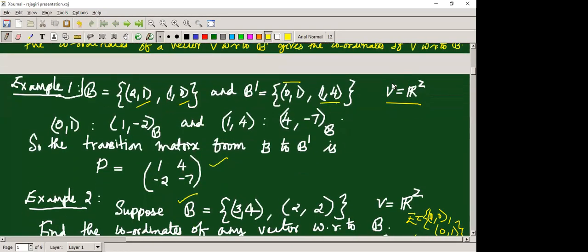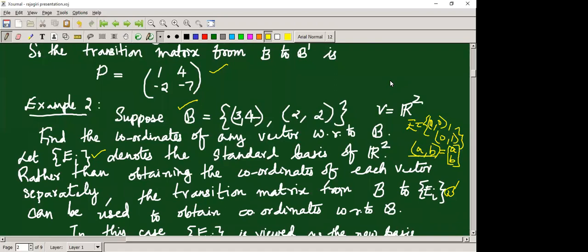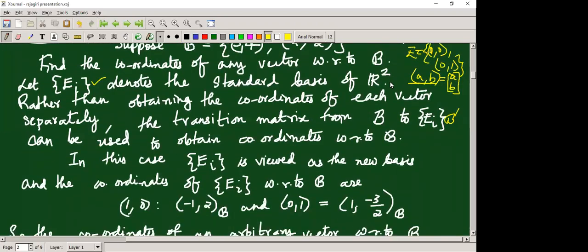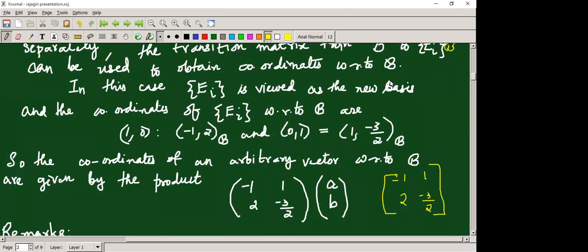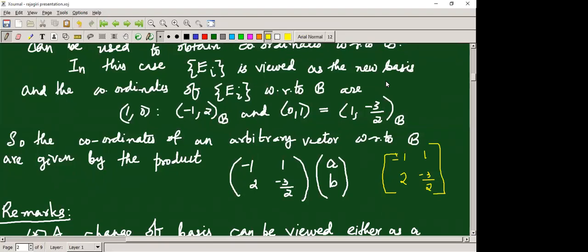So here we have an advantage. The second basis is the standard basis. So to find the coordinate of a vector V with respect to the second basis, that is E, is very simple, because that is actually the coefficient.